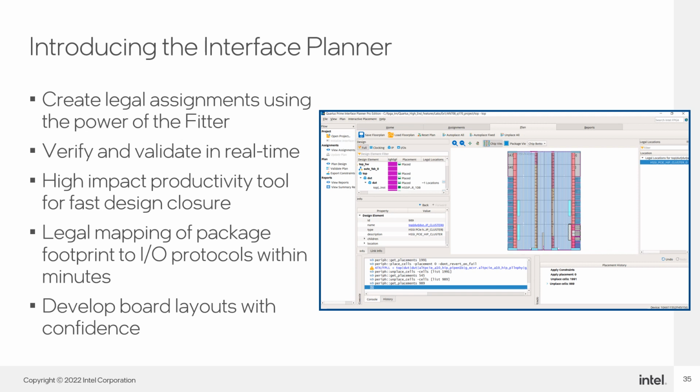You can provide your floor plan to your board designer much earlier in the design flow, allowing you to have boards built with confidence knowing that the layout is correct for the device. Interface Planner is found only in the Quartus Prime Pro Edition software. As such, Interface Planner can be used with Arria 10 and all newer device families.